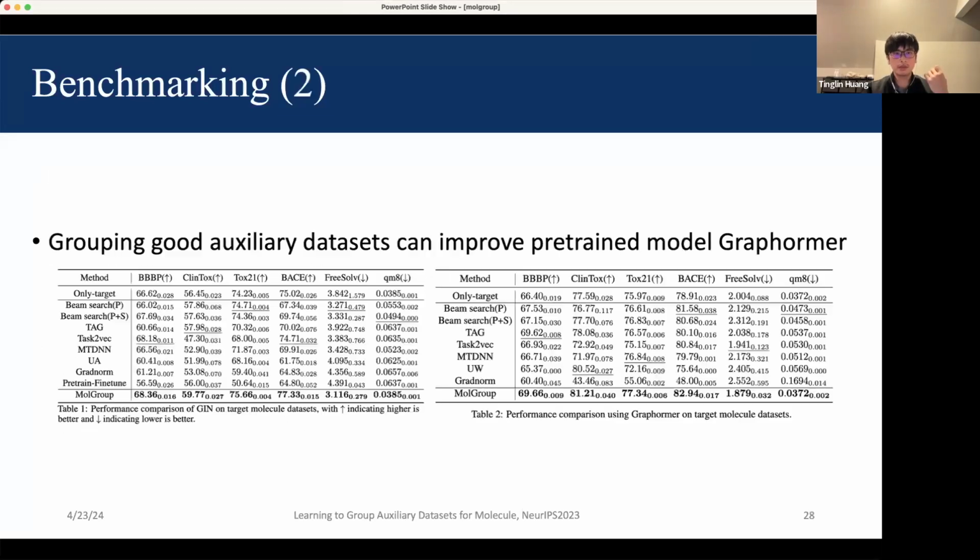And so here is the result. We can find that MolGroup can consistently improve the models on all the data sets. We can also find that it's really hard to improve the performance.